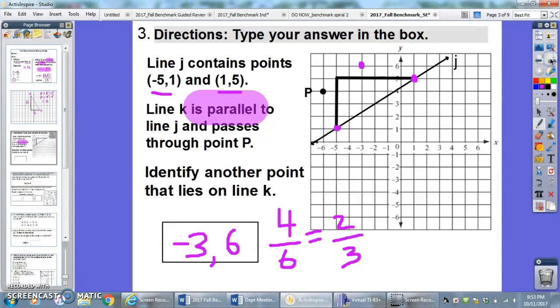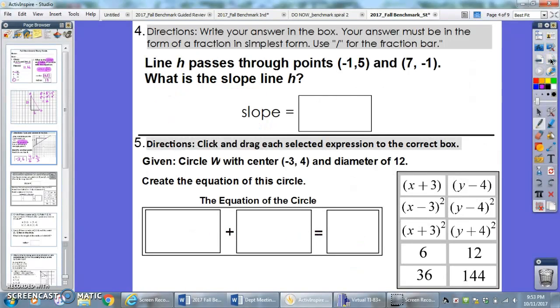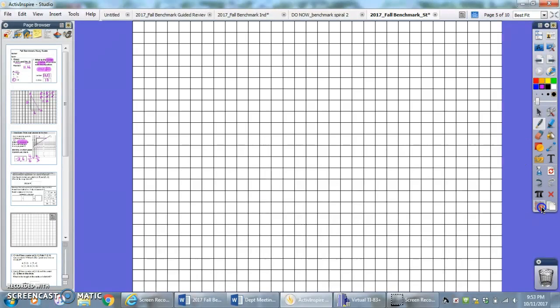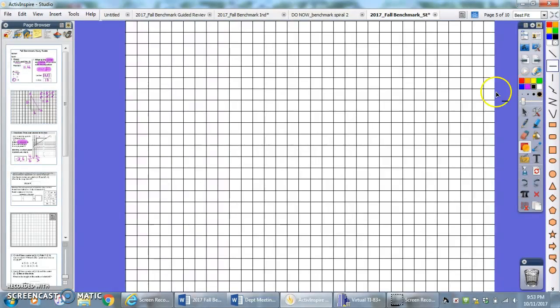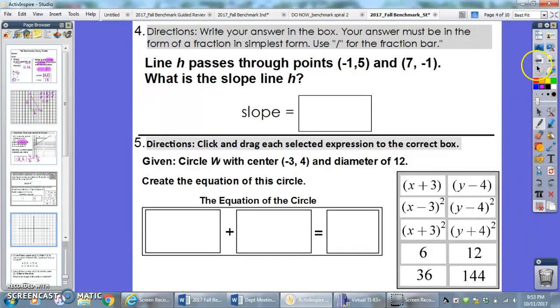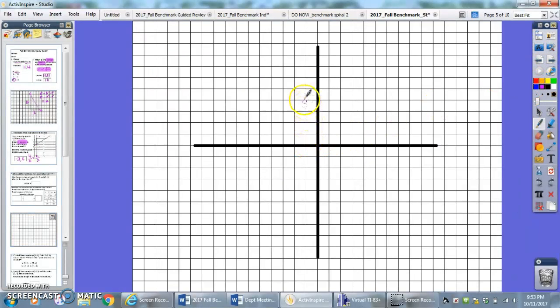Okay, next, number 4. We're again writing something in the box. It's going to be a slope question, so we have to make sure that we use our slash for the fraction bar. So let's go ahead and graph our points. I'm going to get a piece of graph paper, draw my x and y axis, and then graph my 2 points. My 2 points were negative 1, 5, and 7, negative 1. Okay, so there it is.